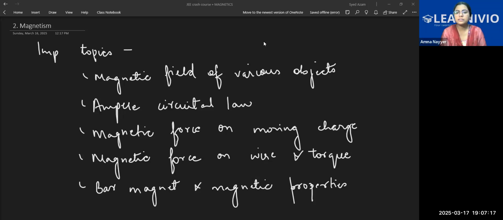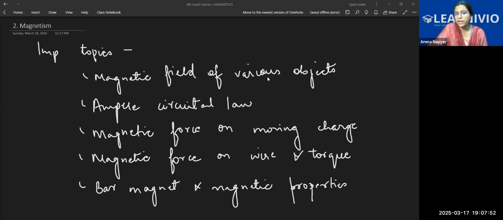So see what the important topics in the whole magnetism unit are. Firstly, the magnetic field of various objects. Second, Ampere circuital law is important. Third, magnetic force on a moving charge. Then magnetic force on a wire, two parallel wires and all, and torque. And last we have the bar magnet and the magnetic properties. Magnetic properties means the different substances that we have, diamagnetic, paramagnetic and all. Okay, so these are all the important topics.